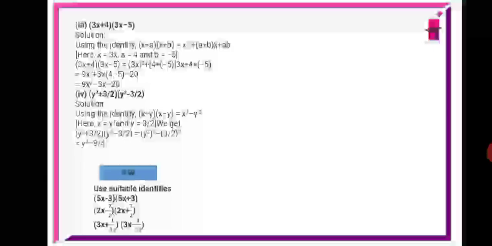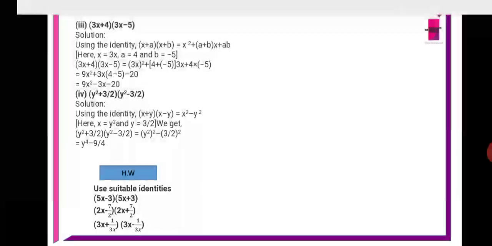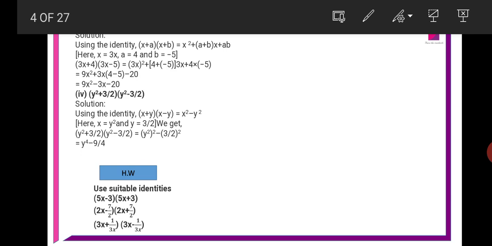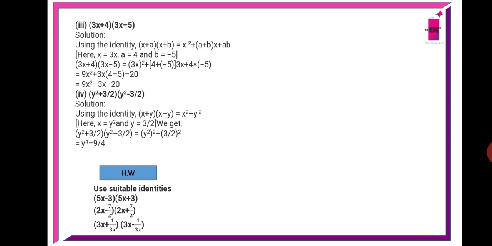So (3x plus 4) into (3x minus 5). Here it is also (x plus a) into (x plus b). So x equal to 3x, a equal to 4 and b equal to minus 5. So you can see whatever the work was assigned, we have given the solutions here also. You can see y power 4 minus 9 by 4. So you can use suitable identities to do the remaining problems there.